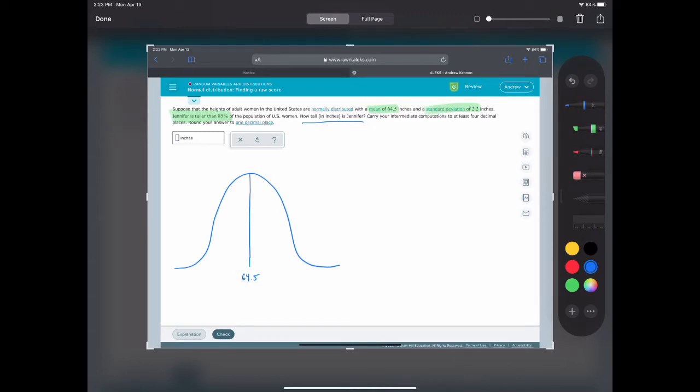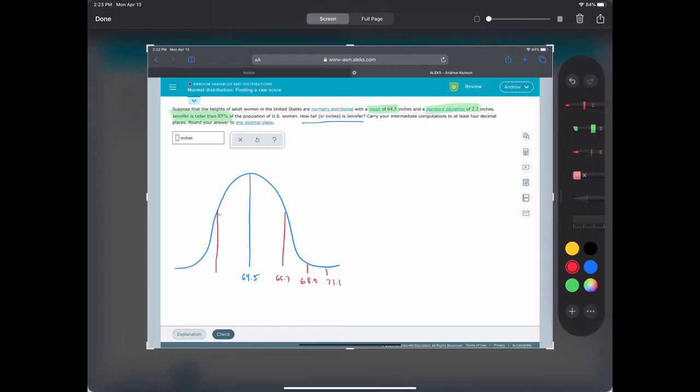The way we figure out the other points of this curve is we add the standard deviation as we go to the right and subtract it as we go to the left. So if we add 2.2 to this, we get 66.7. Add 2.2 more, 68.9. Add 2.2 more, 71.1.